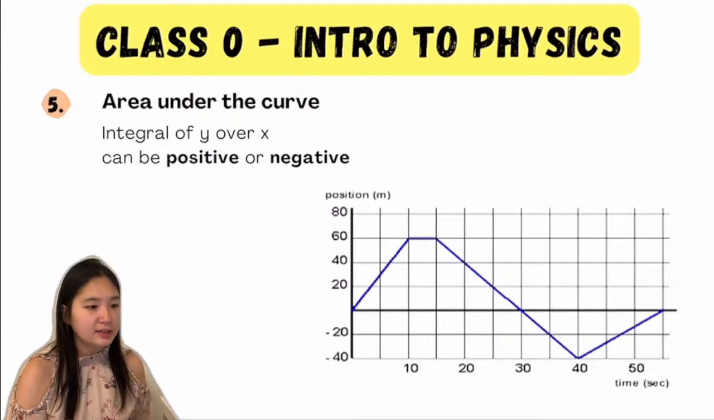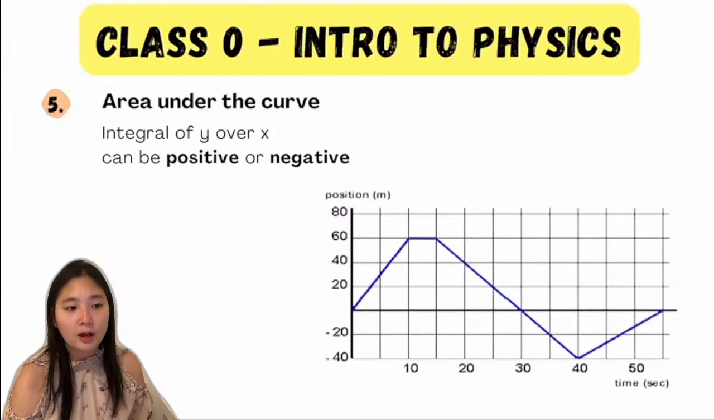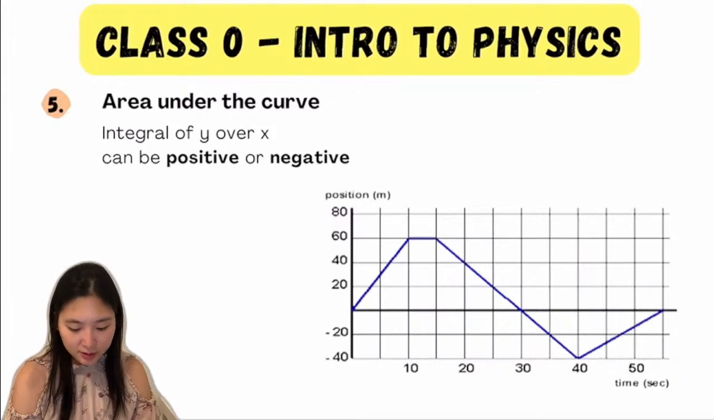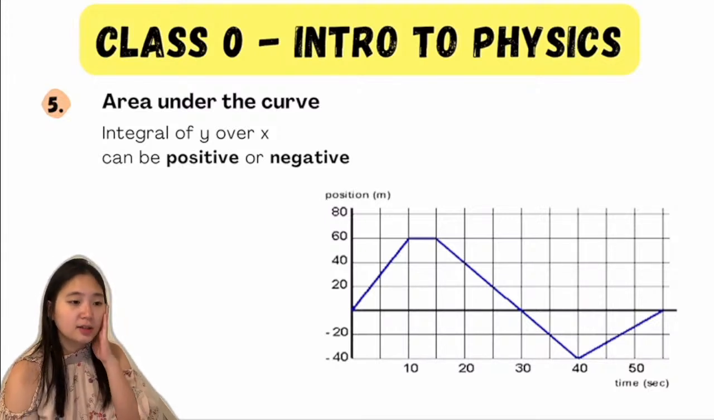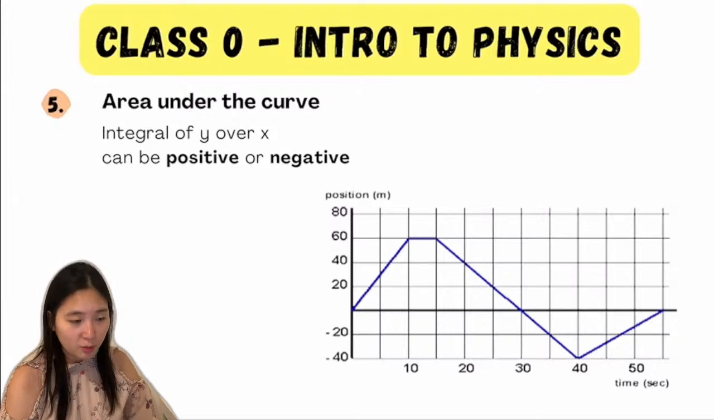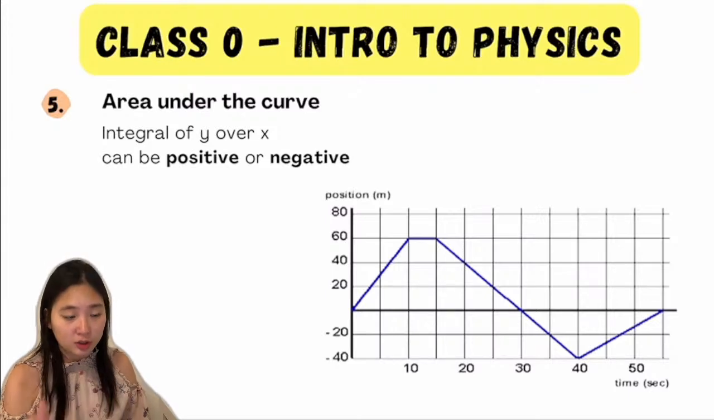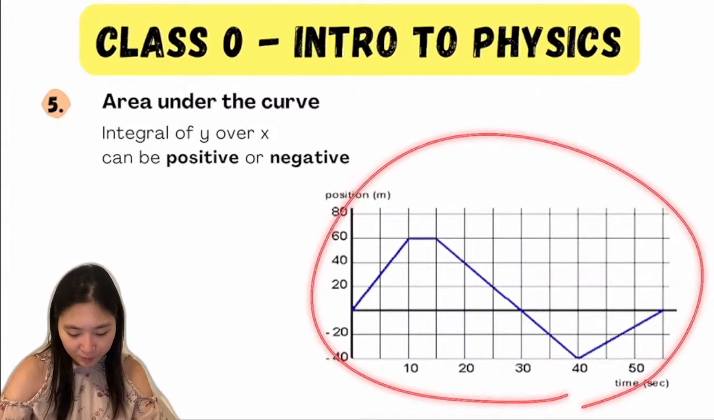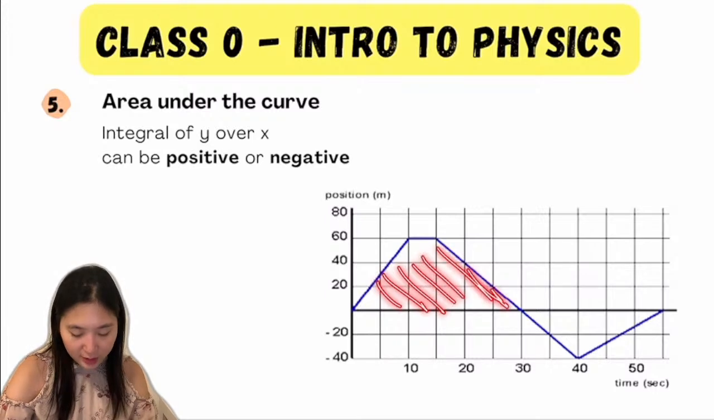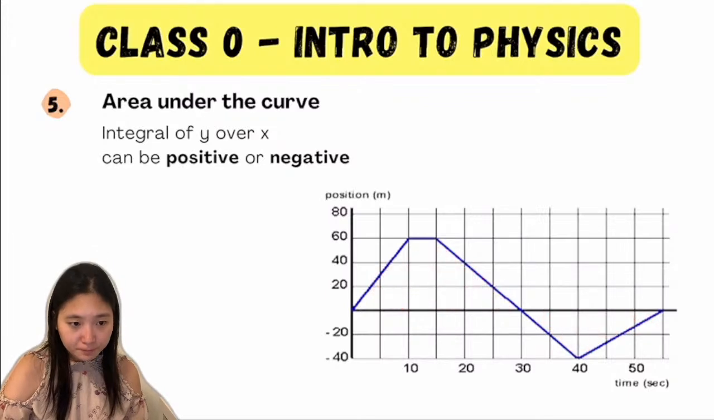Okay, and then the last, that's going to be the area under the curve. The area under the curve in terms of calculus means the integral of y over x, and it can be positive or negative, because we're not dealing with just middle school geometry anymore. We're not calculating just the area of a figure. We're calculating the area under the curve rather than the area of a triangle or area of a trapezoid. Okay, so let's see this example. This part is a trapezoid. The trapezoid has a positive area while the triangle has a negative area.